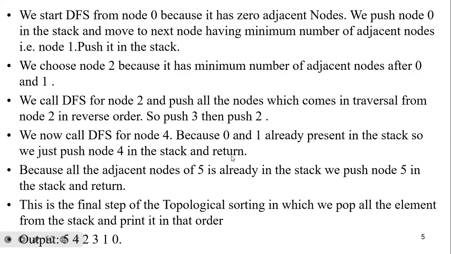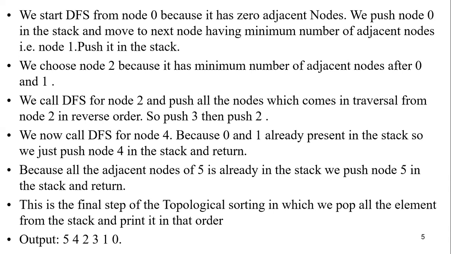So let's see step by step how exactly we are doing this. We are going to apply the DFS method for each of the nodes. Initially we consider a stack and then perform the DFS function. Starting from node 0, because it has no adjacent nodes, we consider that node first and push it into the stack. Next we consider node 1 because it has the minimum adjacent nodes after 0, and push it in the stack.